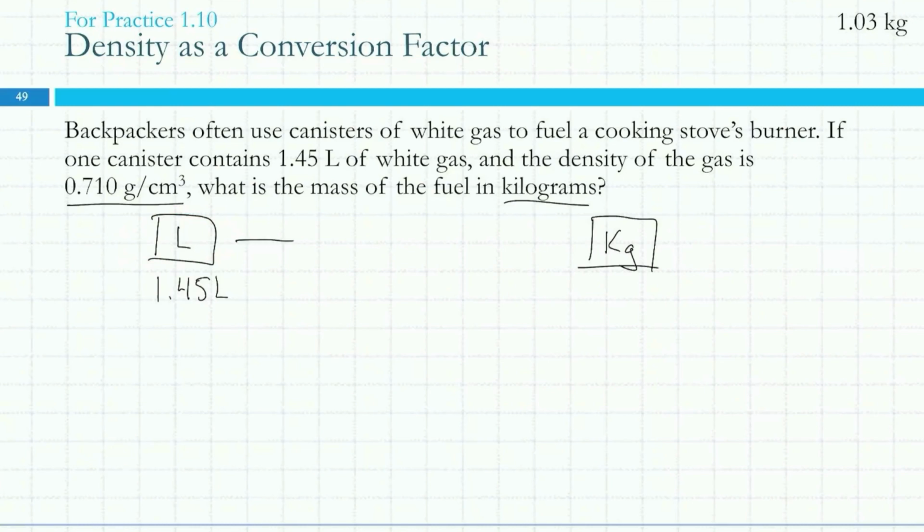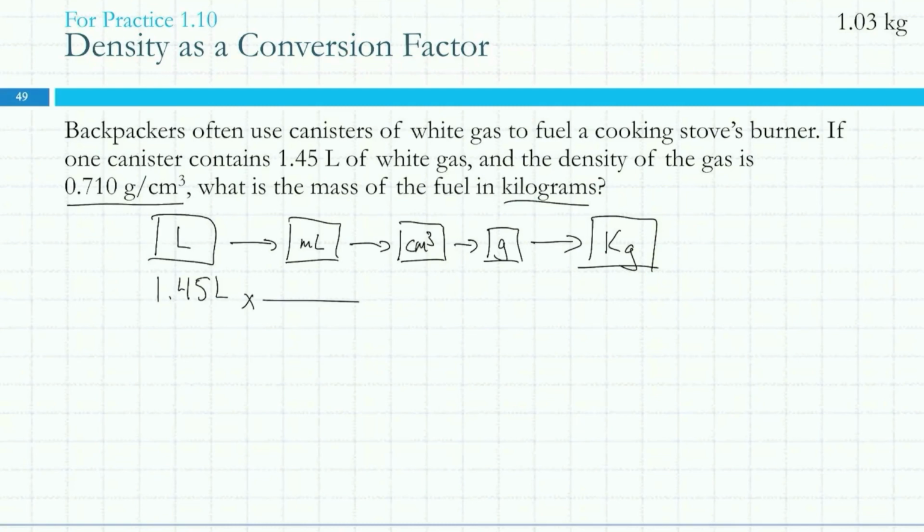So how am I going to convert liters to centimeters cubed? Yeah, 2 steps there. The first one being, go from liters to milliliters. And then from milliliters, we can go to centimeters cubed. And then if I can get to centimeters cubed, density lets me turn that into what? Grams. And if I can get to grams, I can go to kilograms. Right.